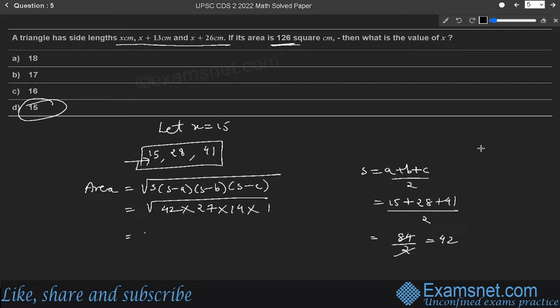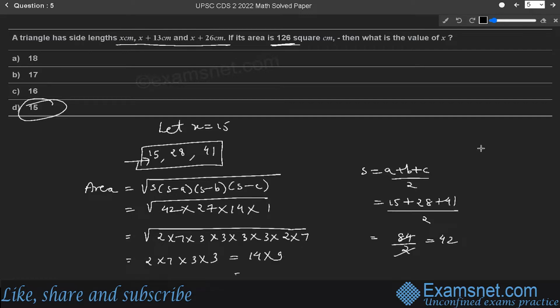Now by prime factorization, it will be 2 into 7 into 3 into 3 into 3 into 3 into 2 into 7. On further solving, it will be 2 into 7 into 3 into 3, which is 14 into 9, and 14 nines is 126. So we can say that the area is correct, which is 126 square centimeters. So the correct value of x is 15. Therefore, option D is the correct option here. I hope it is clear to you.